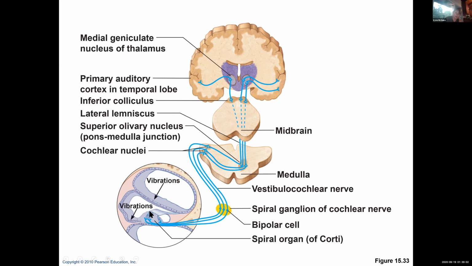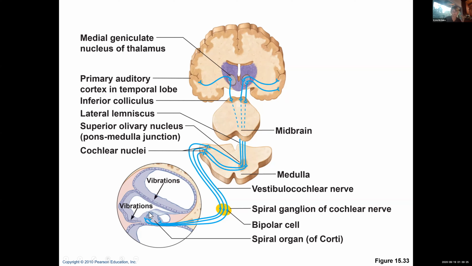And in the spiral organ of Corti, these hair cells have hairs, right? And when the basilar membrane is moving up and down, this membrane over here bends the hair cells, and that creates the electrical impulse, action potential.